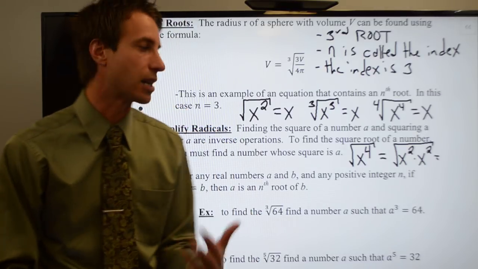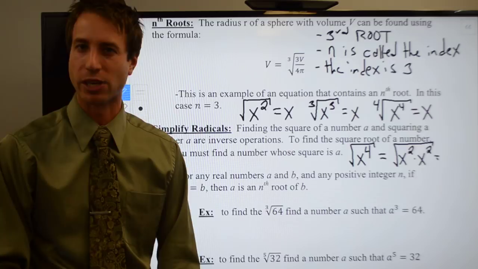So that's really what's going to be coming in the next couple of pages as we look at simplifying.